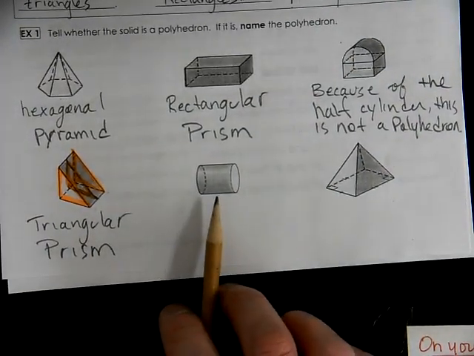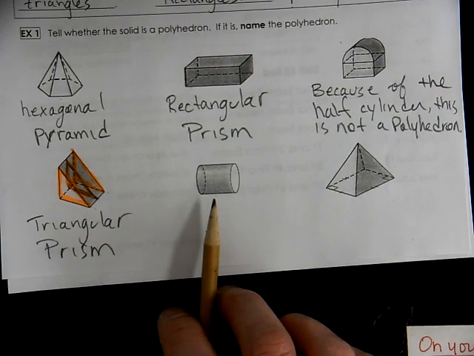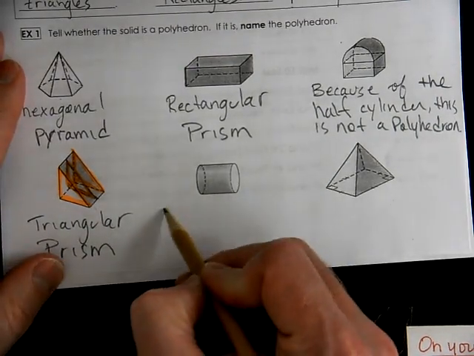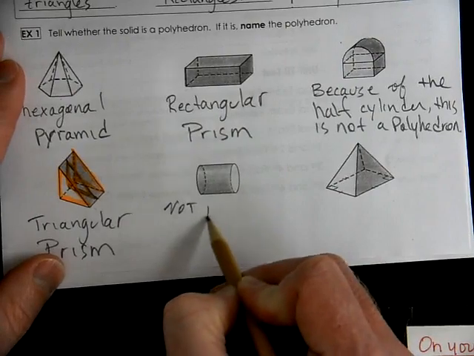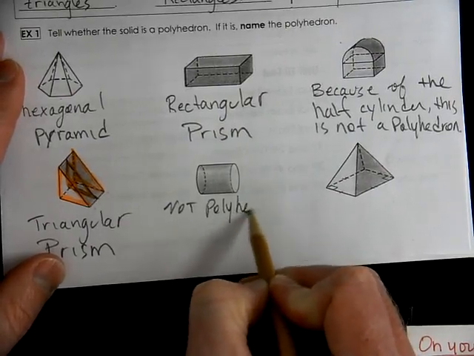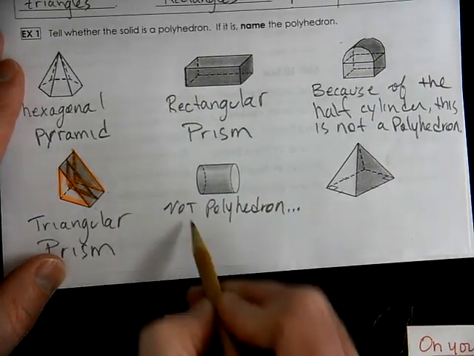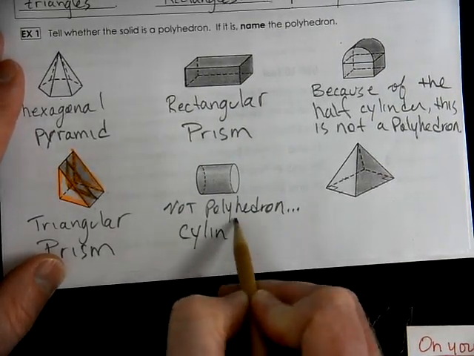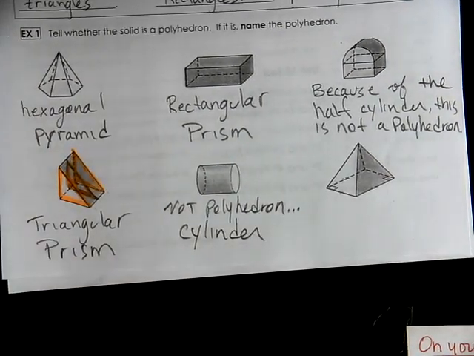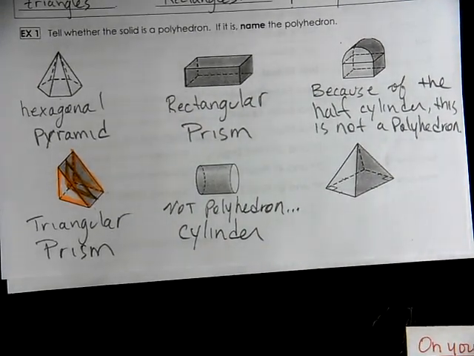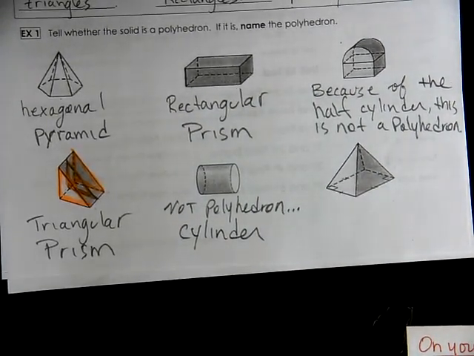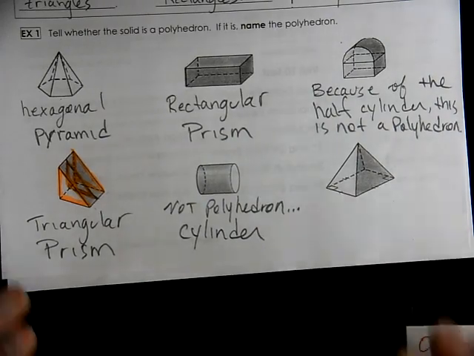Okay, how about this one? Not a polyhedron. What shape is it called? This would be a cylinder, a can of soup. Okay, can of soup would be an improper name if that's what you were trying to do on a final exam, right? It is a cylinder.